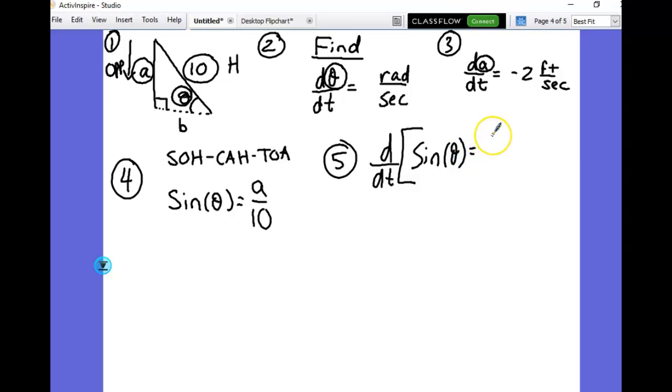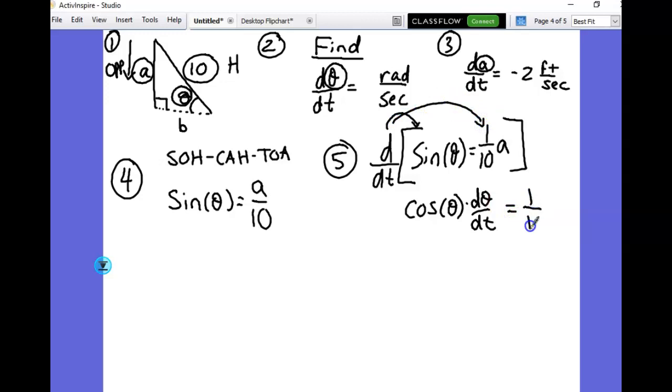Now, before I start, I'm going to rewrite a over 10 a little bit so it looks more familiar. I'm going to write it like this, because now you can see it's just a constant times a variable. So if I take the derivative of sine, that's going to give me cosine. But don't forget to multiply it by that as well. Over here, the derivative of that would just be 1/10, but don't forget to multiply it by the rate, the dA/dt.